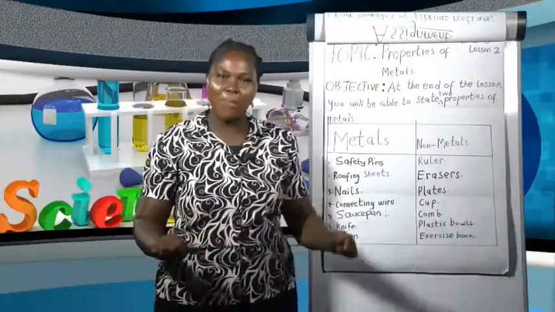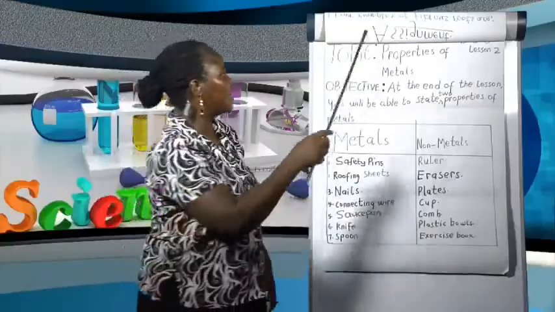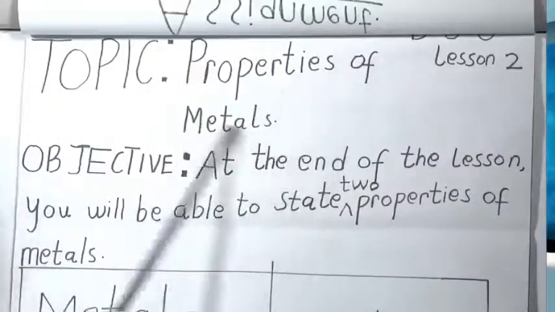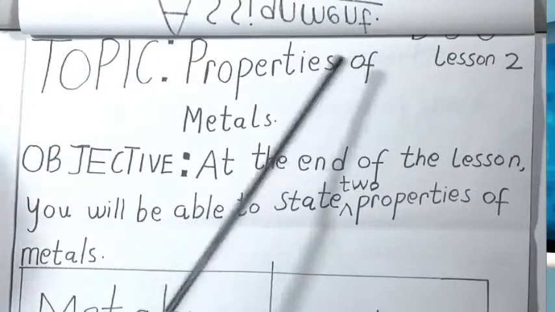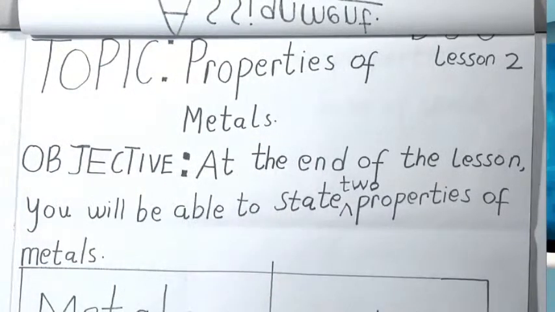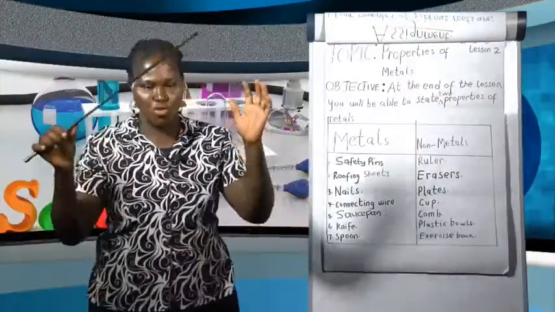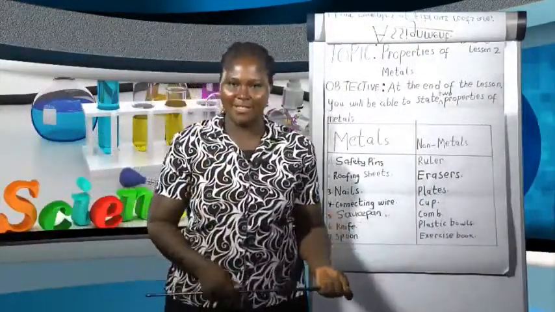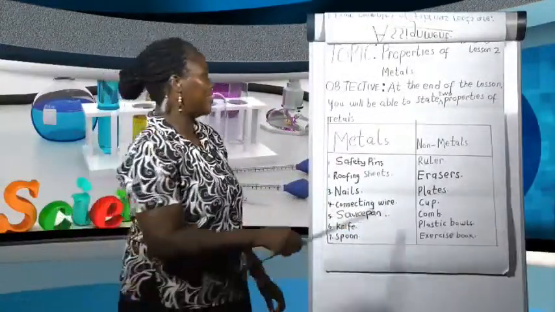Today, our topic is properties of metals. Properties of metals. Let's all say it. Properties of metals. Now, before we start the lesson, let's look at what we are supposed to know after the lesson. So let's look at our objective for today.